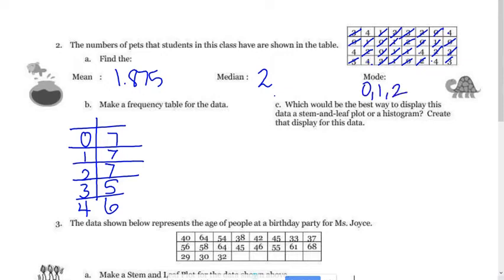modes. You can have more than one mode. You could have no mode. You can just have one. So which is the best way to display this, a stem and leaf or a histogram? A stem and leaf is a bad choice for this one because there's nothing to make a stem and a leaf out of. All the digits are one number, just the ones. So there's no point in making a stem and leaf, and you've already made the frequency table, and turning a frequency table into a histogram is kind of like the next step.